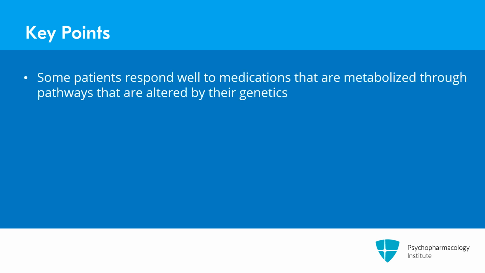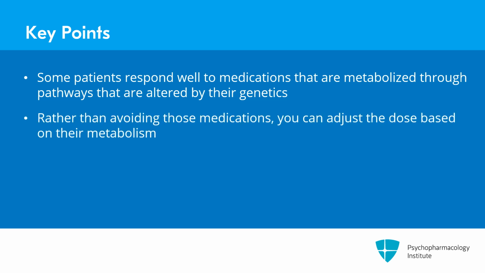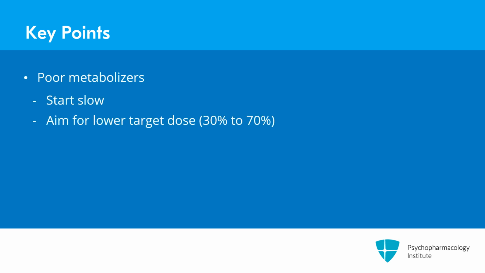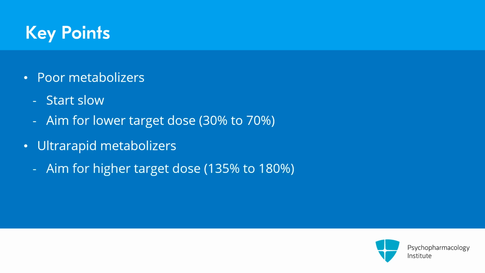Some patients respond well to medications that are metabolized through pathways that are altered by their genetics. Rather than avoiding these medications entirely, you can adjust the dose based on the way that they metabolize it. For poor metabolizers, you can avoid side effects by starting slow and aiming for a lower target dose, reducing it by 30 to 70%. For ultra-rapid metabolizers, you can achieve better efficacy by aiming for a higher target dose, raising it by 135 to 180%.